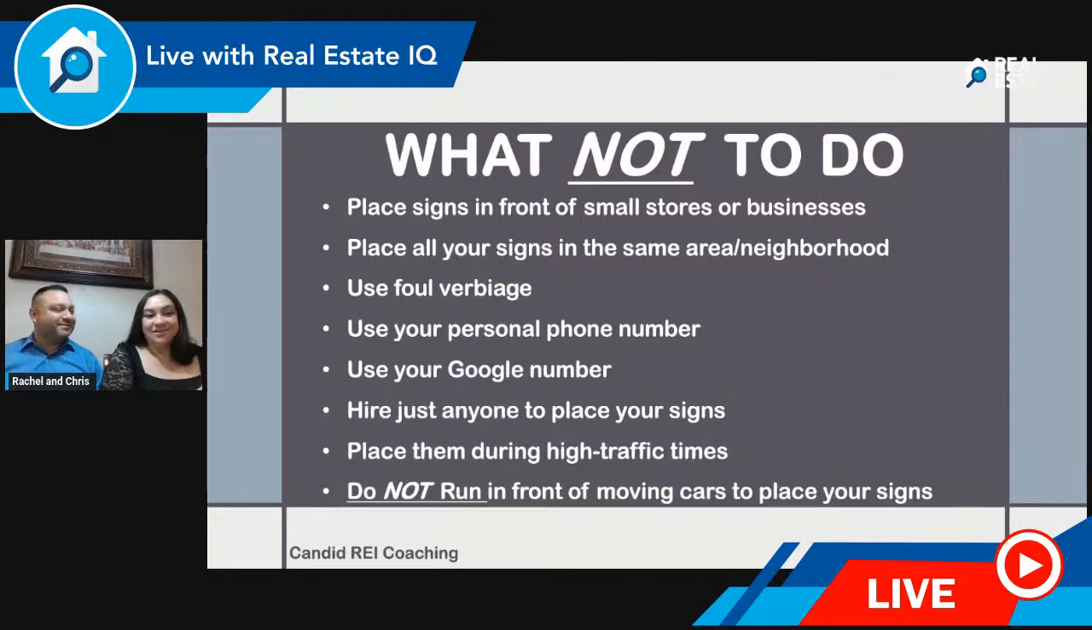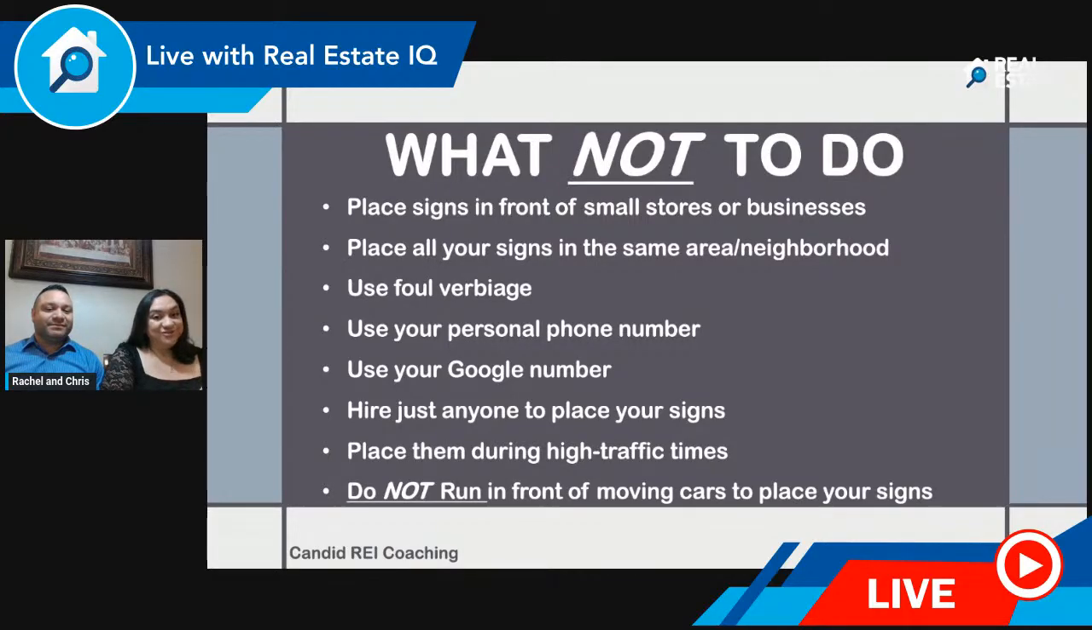Do not use foul language. I don't think it would be great for a little kid to be like, "Oh, mommy, daddy, what's that say?" So watch what you put on it. Do not use your personal phone number. Most people don't even want to share their phone number, so definitely don't put it on a Bandit sign.